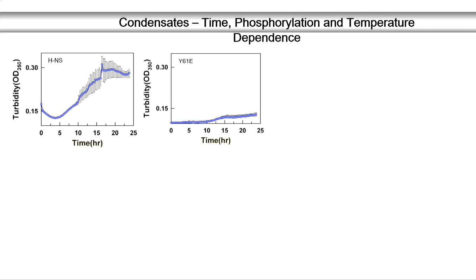But the interesting part is this particular region where the full length protein oligomerizes and forms condensates as a function of time. These are metastable. But this Y61E, which does not bind DNA, is also unable to form droplets. As you can see, there is no increase in OD in this particular range of temperatures. And the question now is: is oligomerization really a prerequisite?